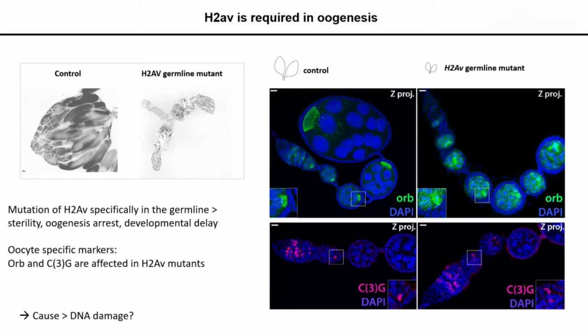So the mutation of H2AV specifically in the germline leads to sterility, oogenesis arrest, and developmental delay. And indeed, with the help of oocyte-specific markers like ORB here in green, you can clearly see that compared to the control situation, where you have a beautiful oocyte determination, in H2AV germline mutant, the pattern is very altered.